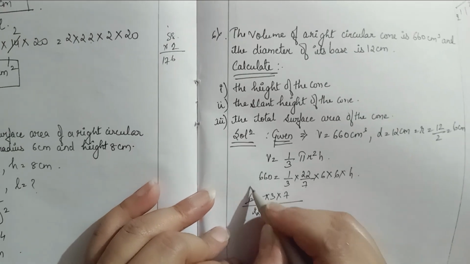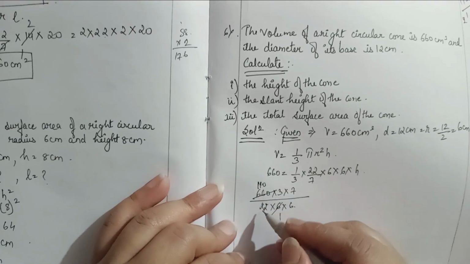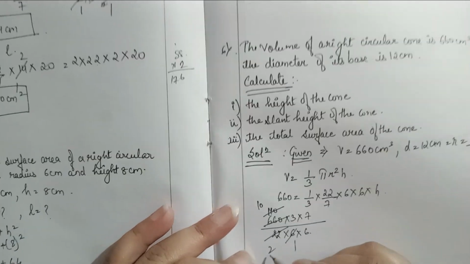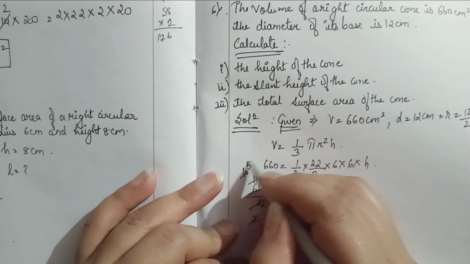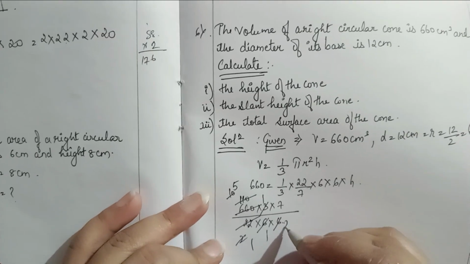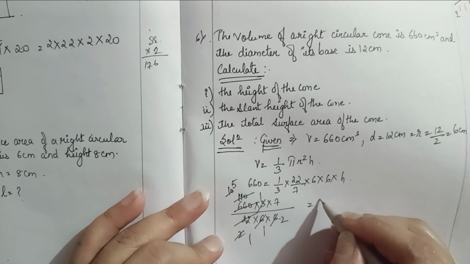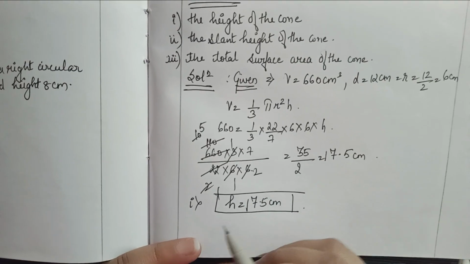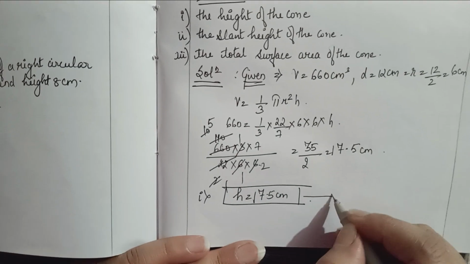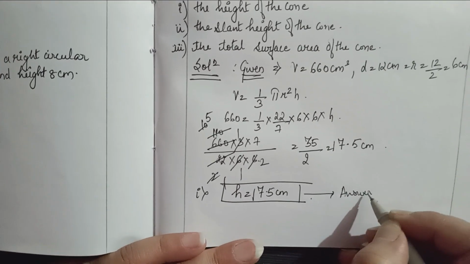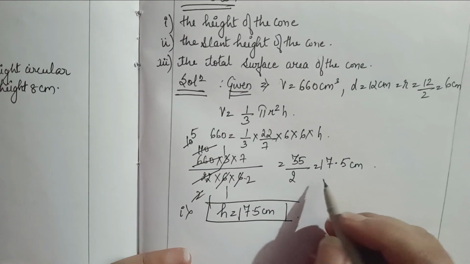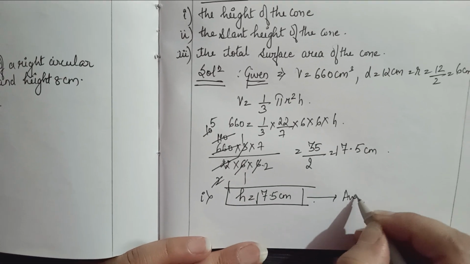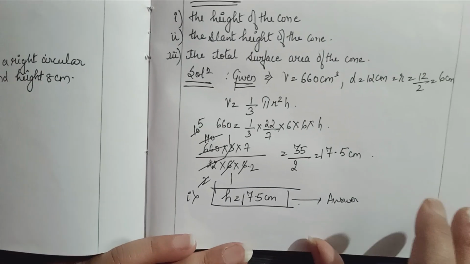6 1s are 6, 6 11s are 66. Okay, 11 2s, 11 10s. 2 1s, 2 5s. 3 1s, 3 2s. So 5 7s is 35/2. On calculating, we get 17.5. The first answer, height, is asked, we get as 17.5.